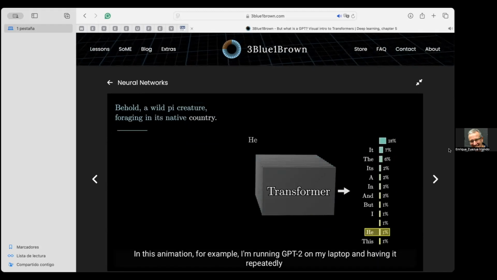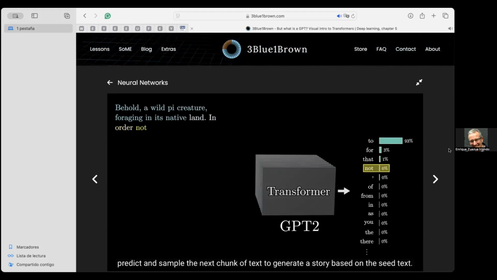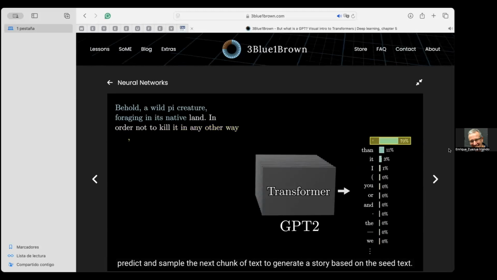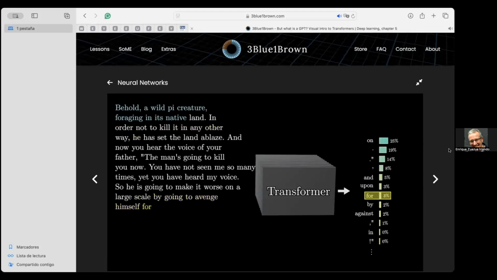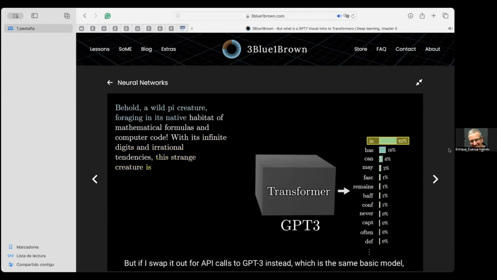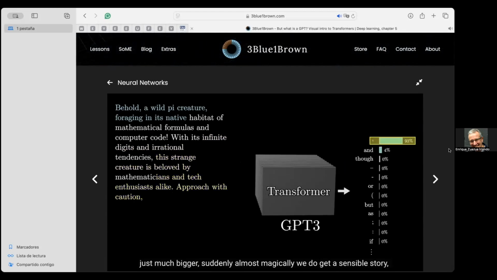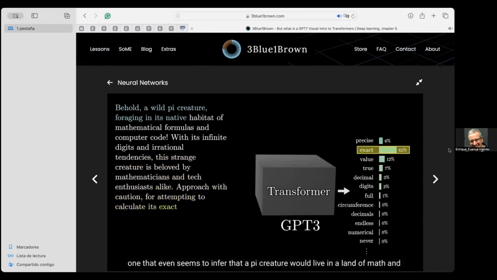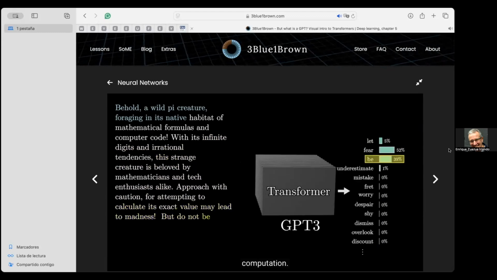In this animation, for example, I'm running GPT-2 on my laptop and having it repeatedly predict and sample the next chunk of text to generate a story based on the seed text. And the story just doesn't actually really make that much sense. But if I swap it out for API calls to GPT-3 instead, which is the same basic model, just much bigger, suddenly, almost magically, we do get a sensible story, one that even seems to infer that a pie creature would live in a land of math and computation.